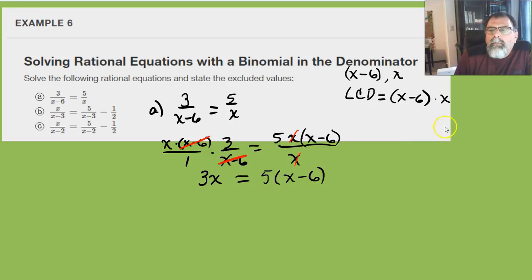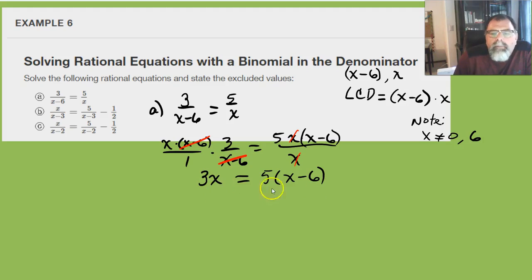And note, x is not allowed to be 0 or positive 6, because then 6 minus 6 is 0, which would make this undefined, and 0 would make this one undefined. So these two numbers, if I get a solution, this is what I was saying earlier, if my solution is either of these two numbers, I have to throw it out. Can't use it. So these numbers are not allowed to be used.